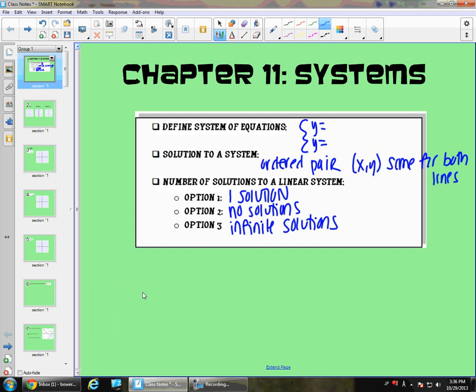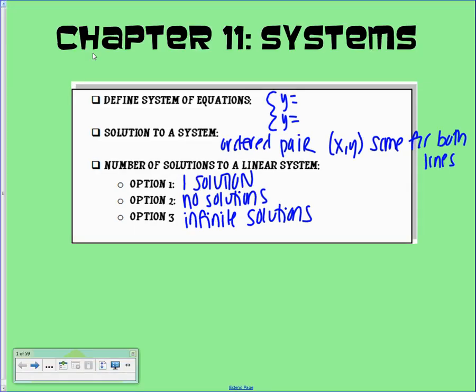Chapter 11 is on systems of equations. So let's start with some terminology. A system will be denoted with a bracket, meaning that the linear equations in those brackets are being looked at the same time. So it's a system of linear equations. So 2, 3, 4 at a time.